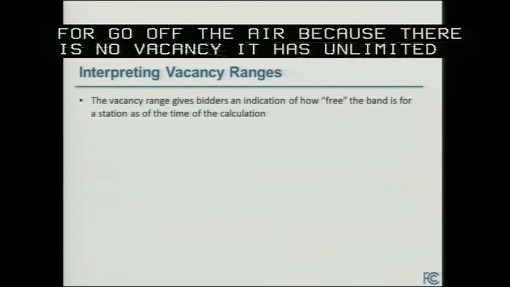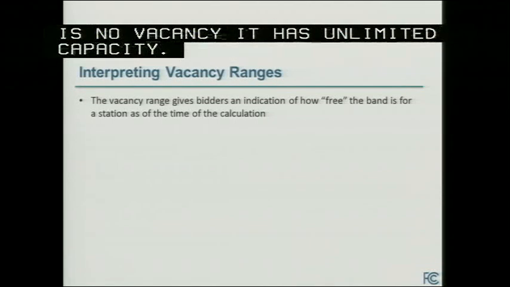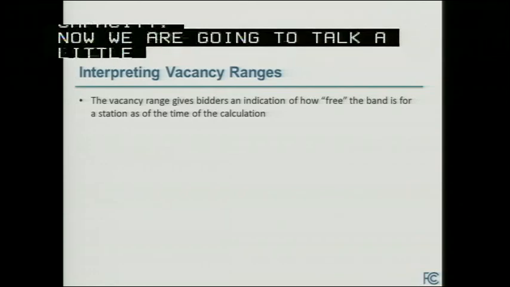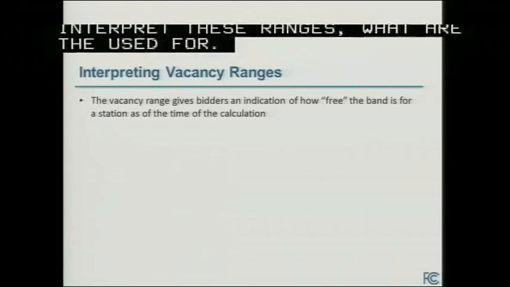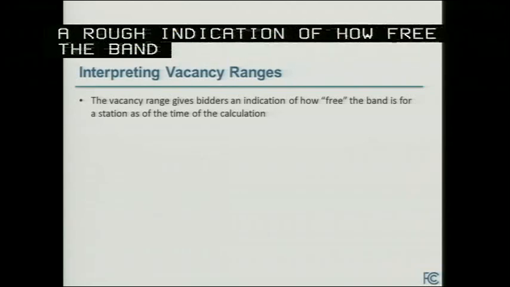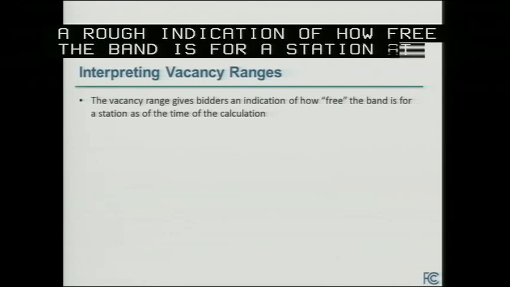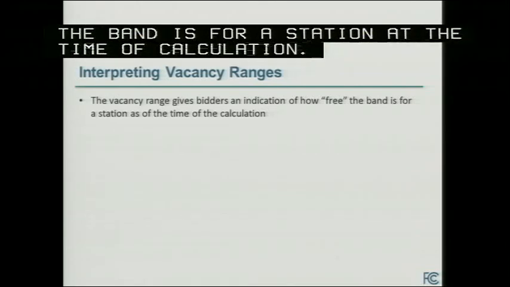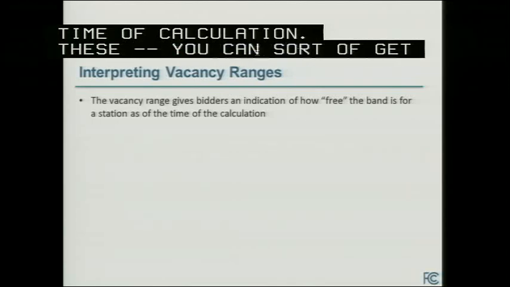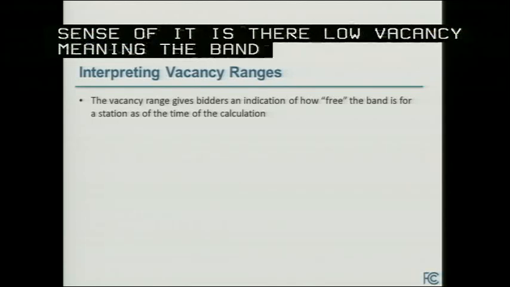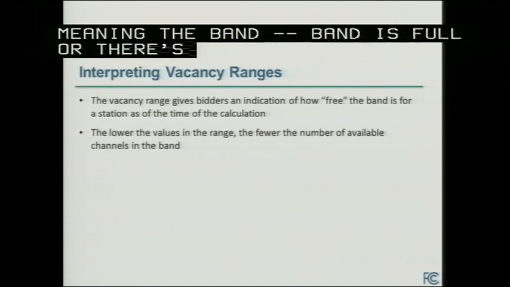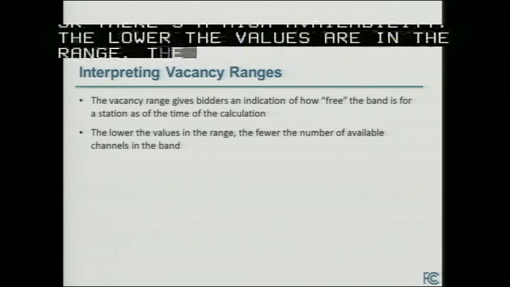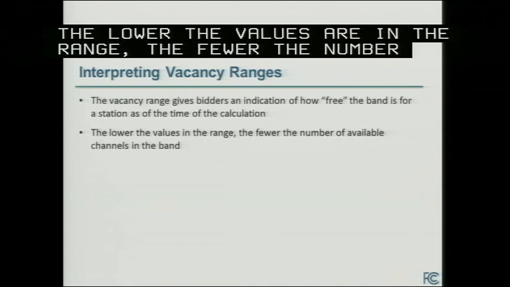Now we're going to talk a little bit about how to interpret these ranges. What are they used for? The vacancy range will give you a rough indication of how free the band is for a station as of the time of calculation. So you can get a sense of whether there is low vacancy, meaning that the band is very full, or a high amount of vacancy, meaning there are lots of available channels still. The lower the values are in the range, the fewer the number of available channels in that particular band.